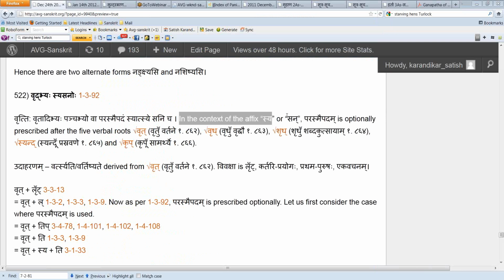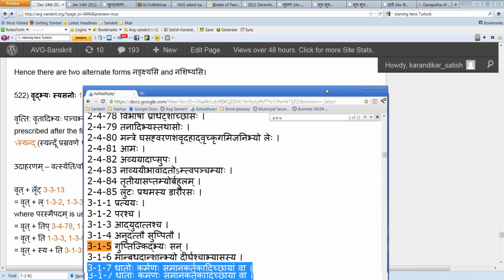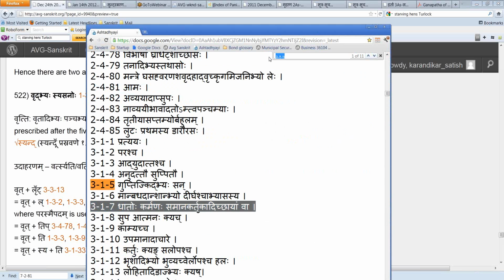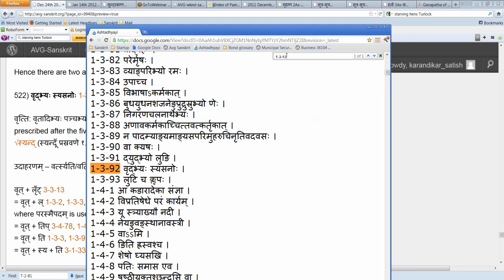We'll come back to this one later on, but the sutram simply says that parasmaipadam is optional in that too. Okay, there's also an option here now, because if you look at 1392, there must be an option coming there. Here's a va. So yes, we have parasmaipadam and we also have va, optionally, for these five dhatus.